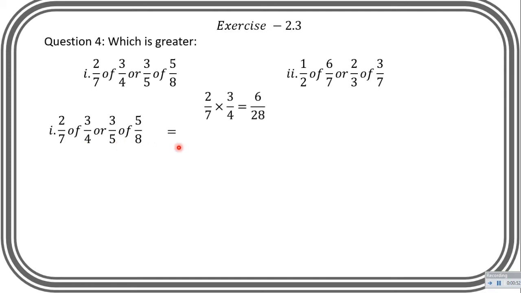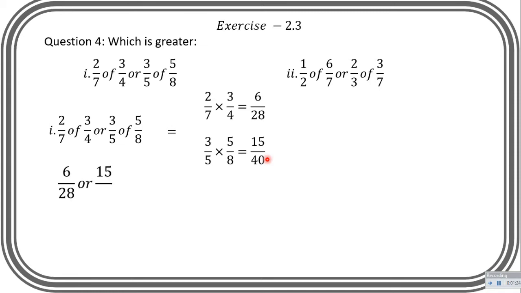See, when we multiply 2 upon 7 with 3 upon 4, I will get 6 upon 28, and 3 upon 5 multiplied by 5 by 8, I will get 15 upon 40. So you can see beta how we are multiplying numerator with numerator and denominator with denominator. 2 times 3 is 6 and 7 times 4 is 28, 3 times 5 is 15 and 5 times 8 is 40.